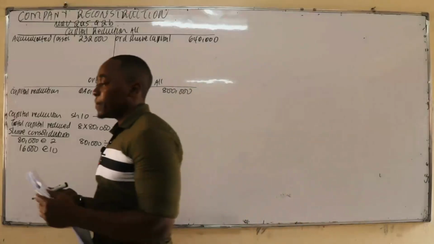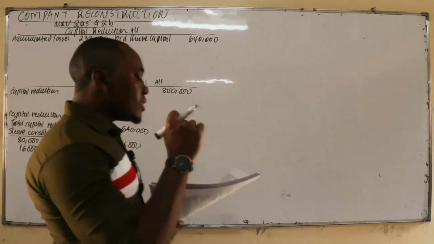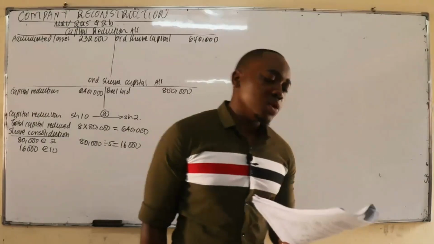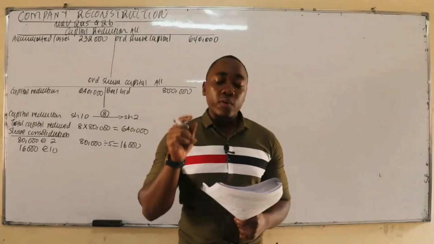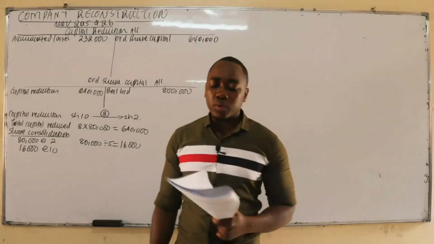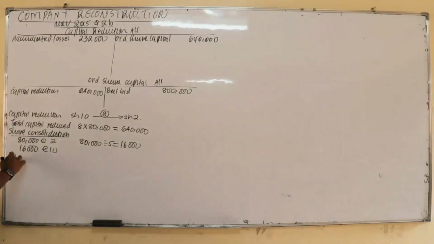Number 2. The existing shareholders are subscribed for a right issue. That means you have to convince the shareholder, they inject more capital. That's why you're effecting a rights issue. What's the right issue? Is the issuing of the share to the existing shareholder? Yeah, you need to convince them. The existing shareholders are to subscribe for a right issue of 2 new 10 shillings ordinary share at par for every share held after the proposed reduction and consolidation.